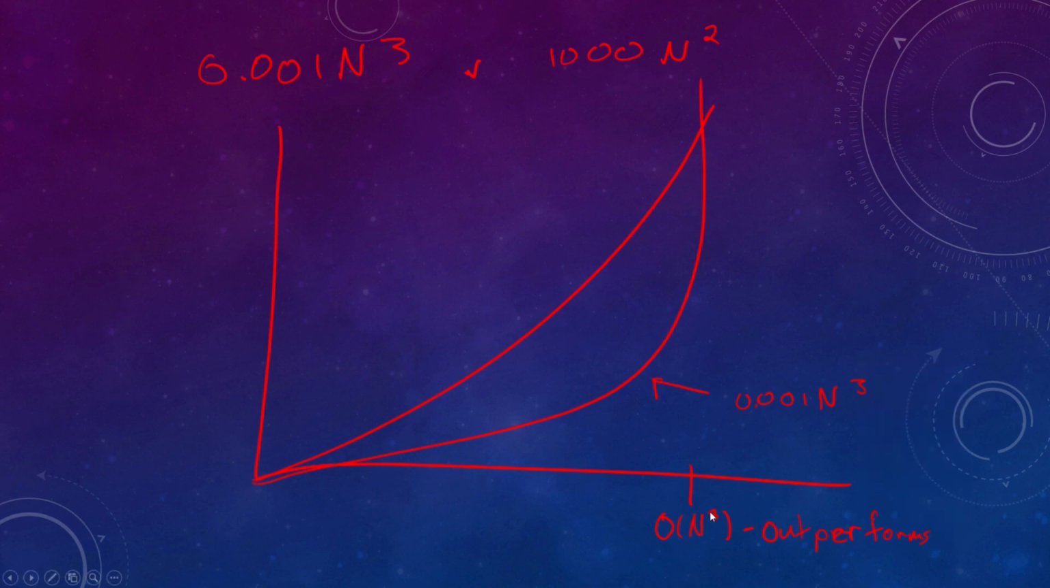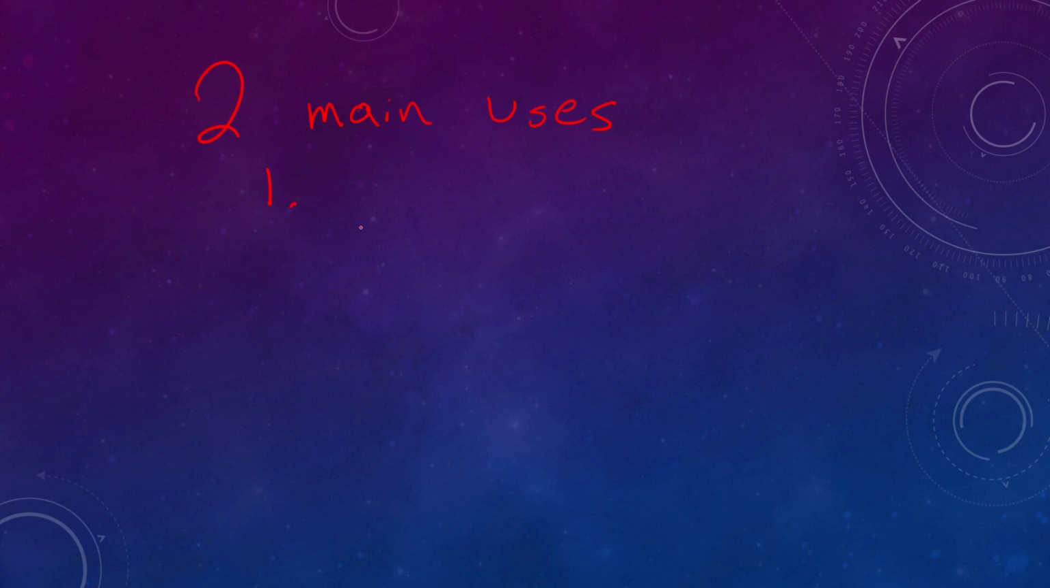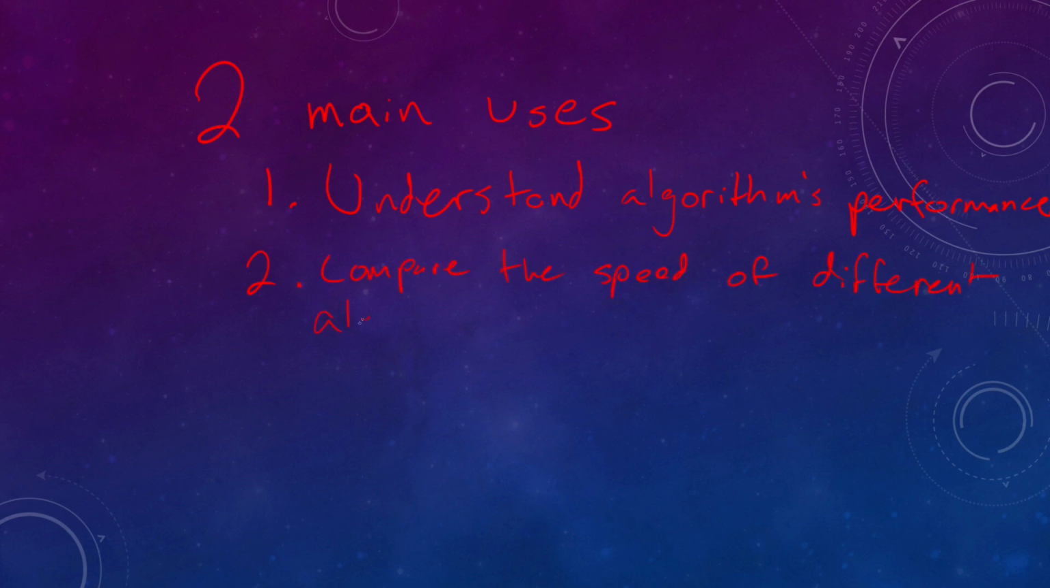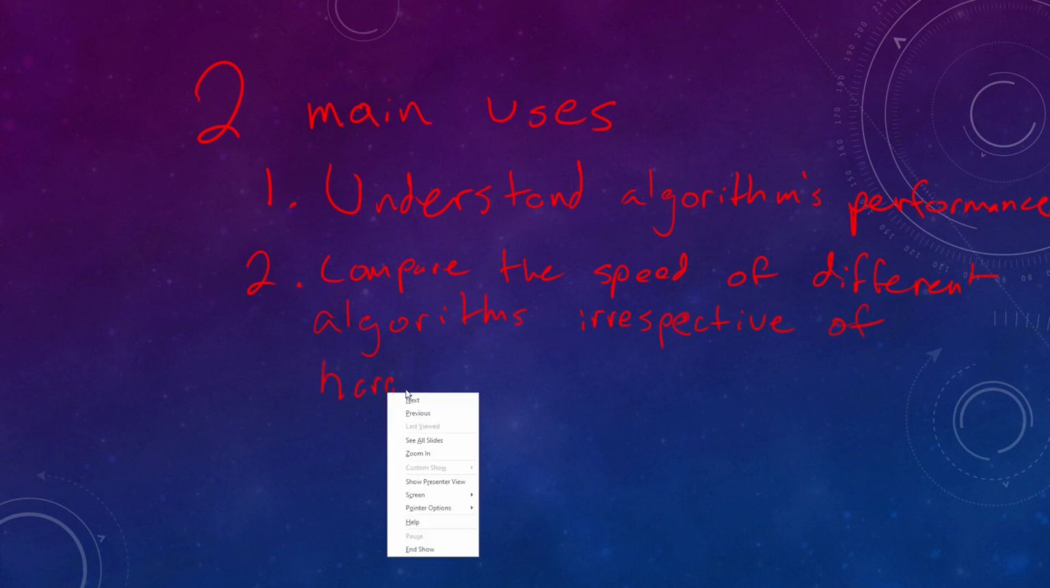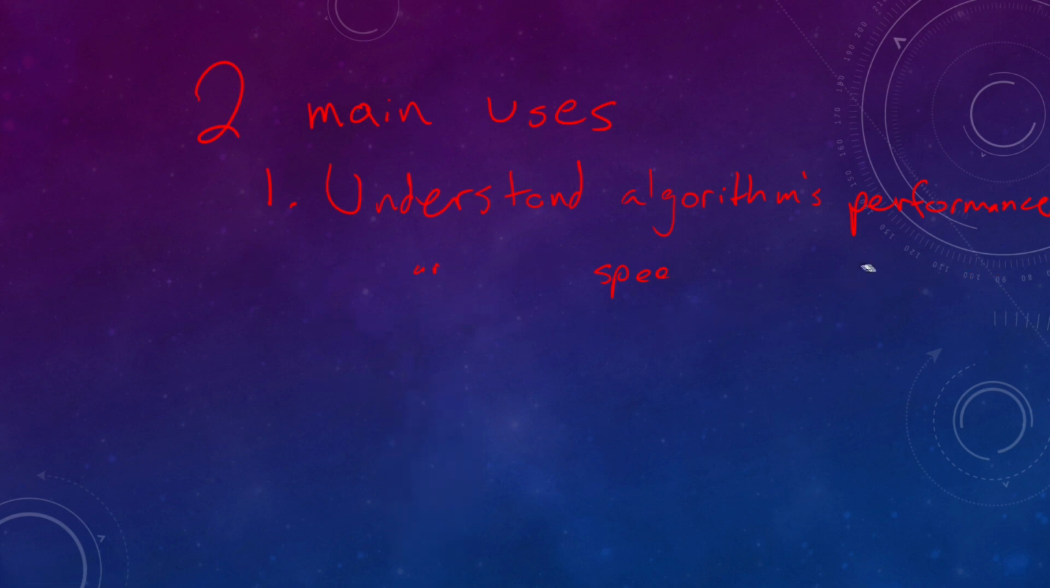So what is the point of this? Well, big O notation is useful for two reasons. Firstly, it allows us an insight into the performance of an algorithm. Secondly, it allows us to compare the speed of different algorithms independent of the hardware they are run on, by comparing the computational complexity of each algorithm.